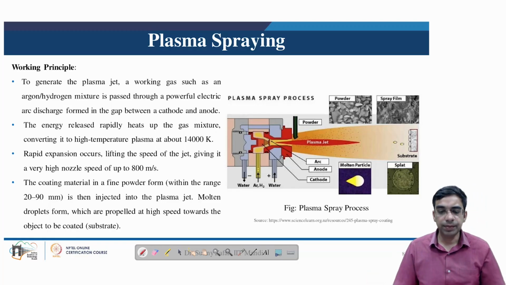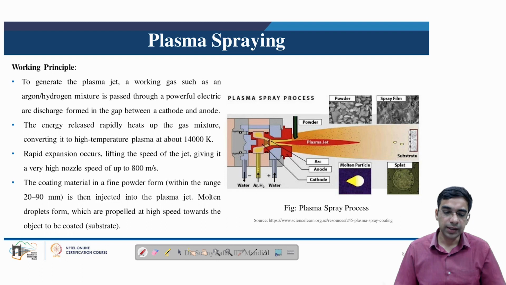Now the working principle of the various techniques used in developing the erosion resistant coatings in hydro turbine. In this regard, we will see the plasma spraying process, which is one of the popular thermal spraying processes. In the plasma spraying process, the plasma jet is generated. A working gas such as an argon or hydrogen mixture is passed through a powerful electric arc discharge formed in the gap between the cathode and anode.